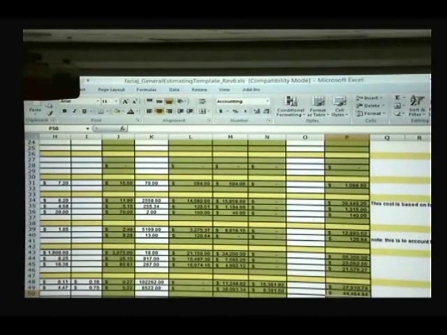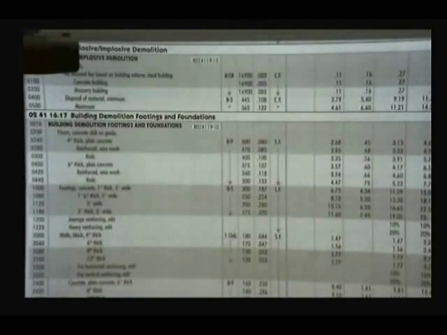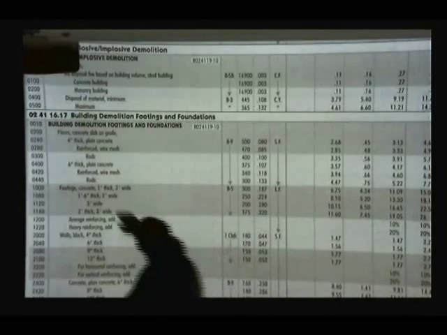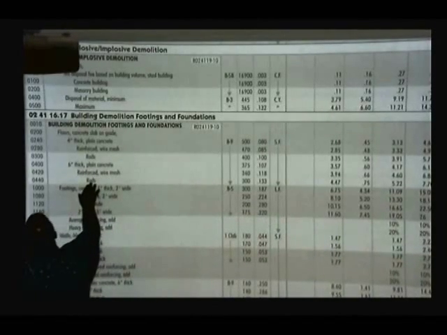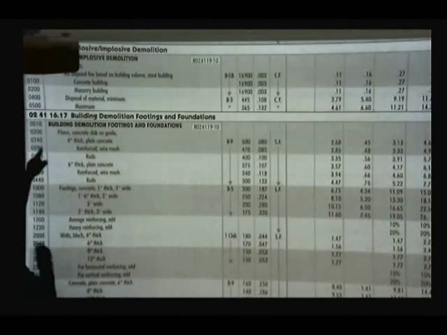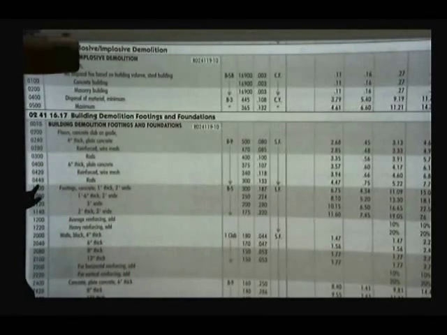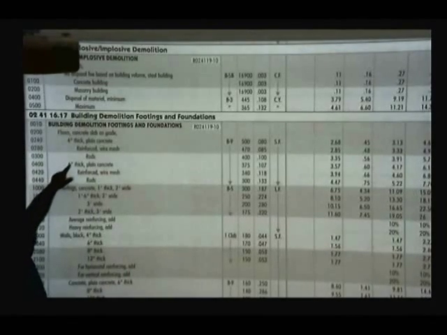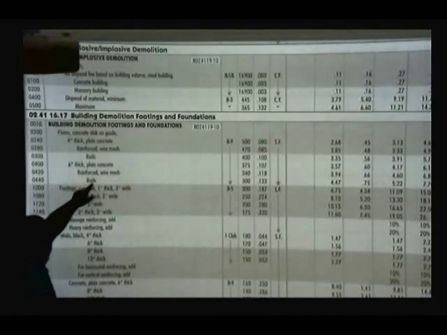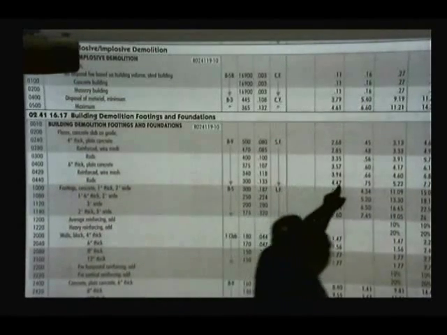What was the name of the code that we used? I used this one. It's 241-1617-0440. I used a 6-inch plain concrete with rods. So I use these numbers.